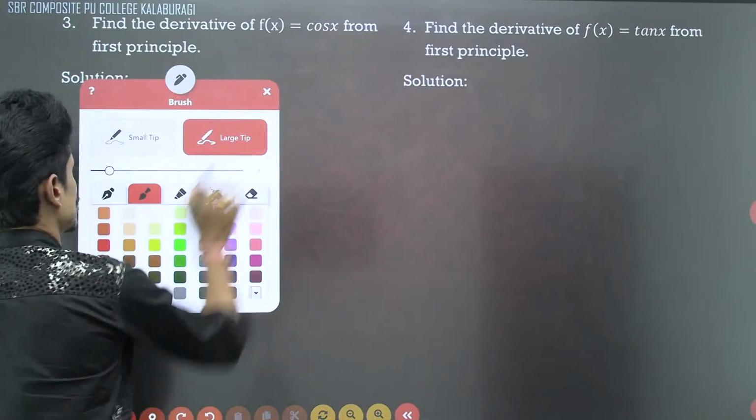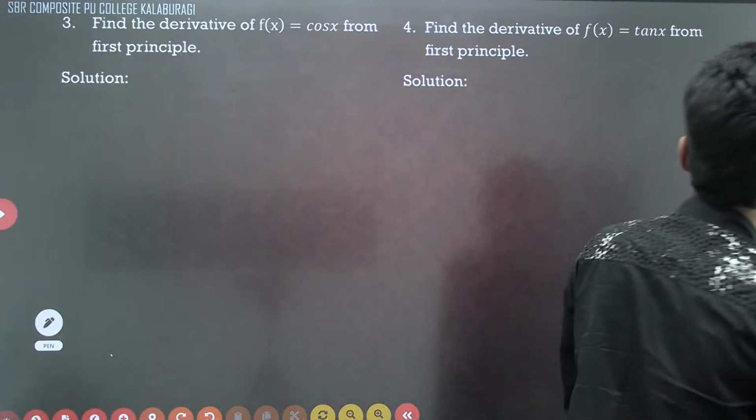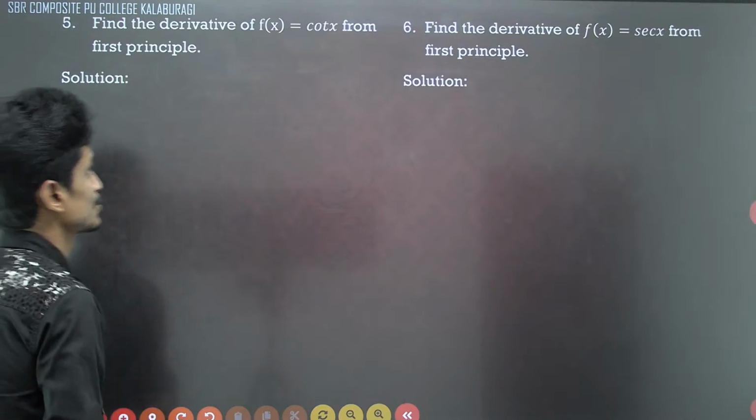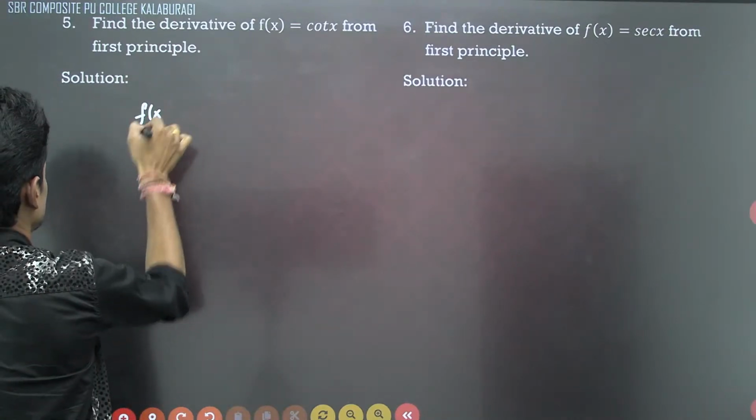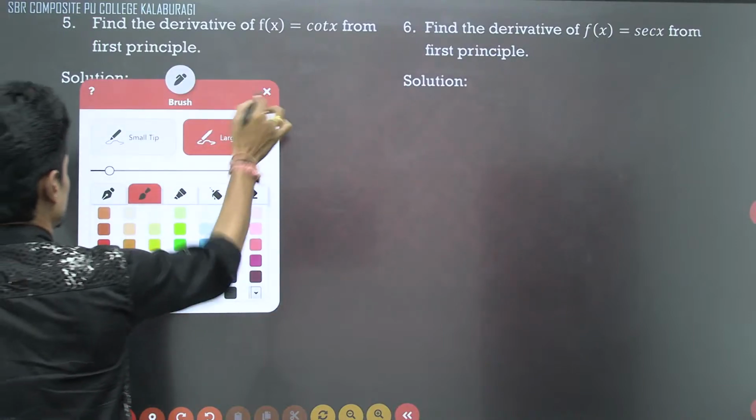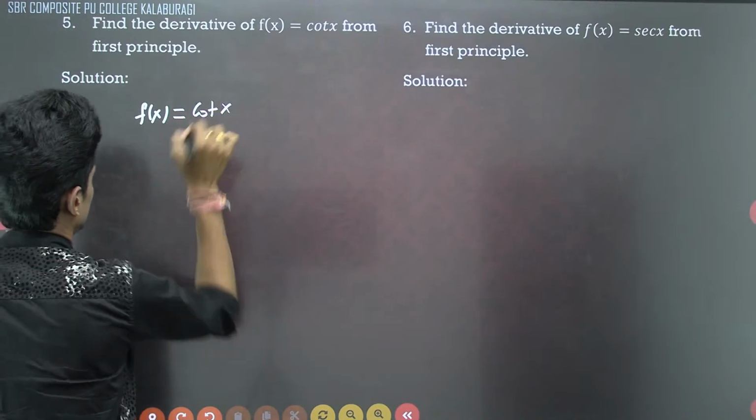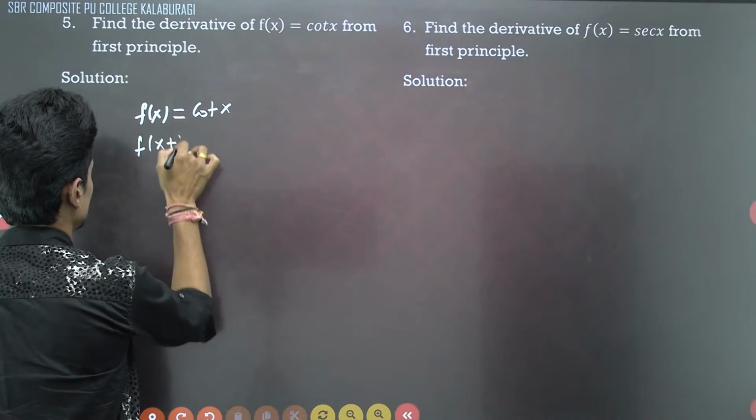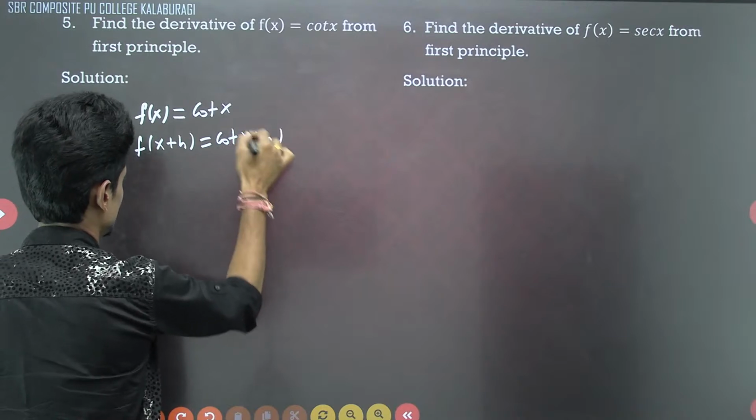Let us go for the next question. f of x equal to tan x is done. The next question should be f of x is equal to cot x. Right? Here too we have to write our first step. f of x plus h is equal to cot of x plus h.